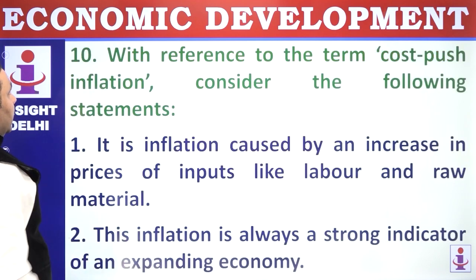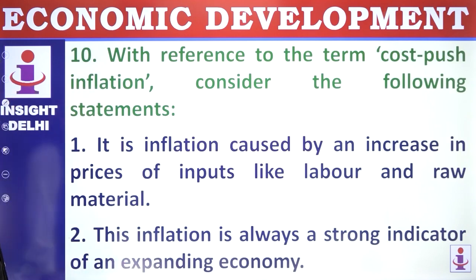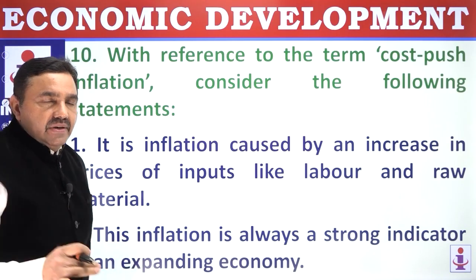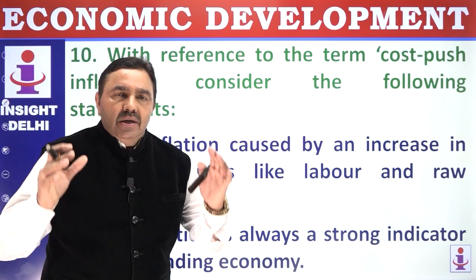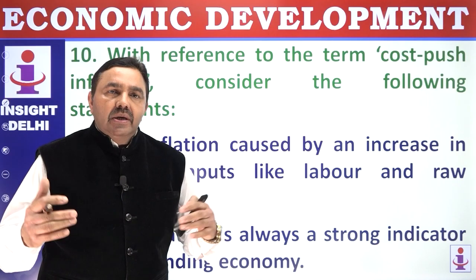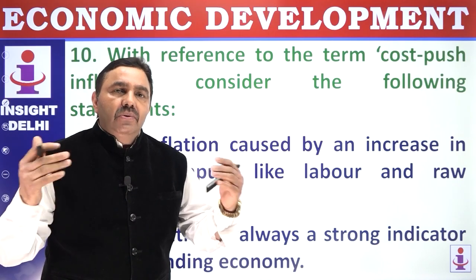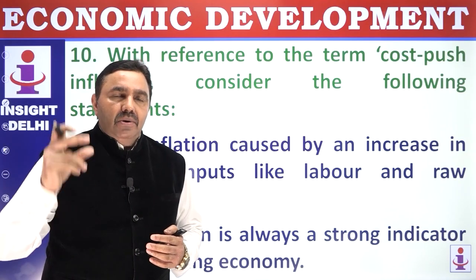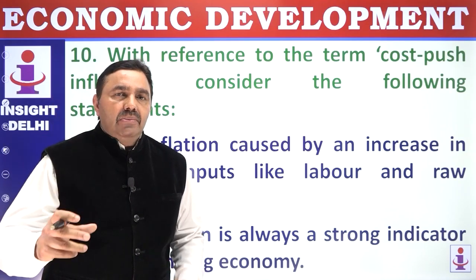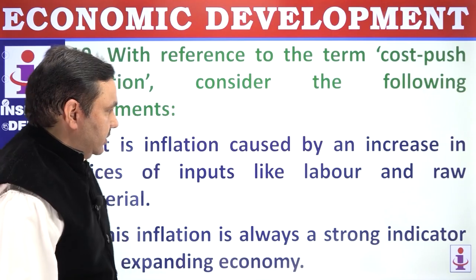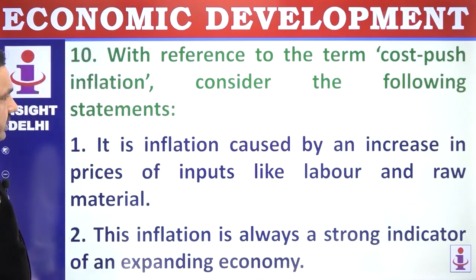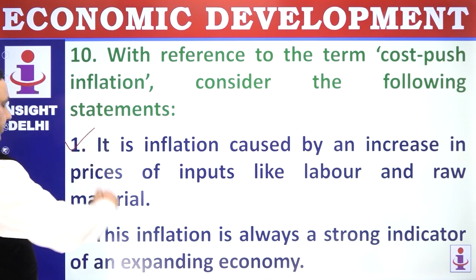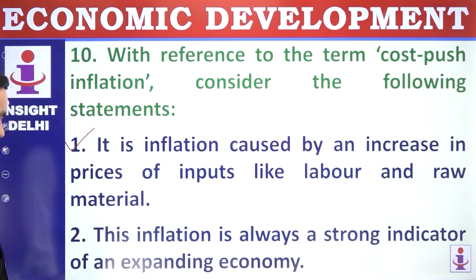A. 10. With reference to the term cost push inflation. Cost push, demand pull, there are two main types of inflation. Cost push means labor cost, input cost, transportation cost, fuel cost, electricity cost, all these things are increasing. So we have cost push inflation. The product becomes costly because of input cost increases. It is inflation caused by an increase in the price of inputs. Perfectly correct. So price of input increases, cost push takes place.